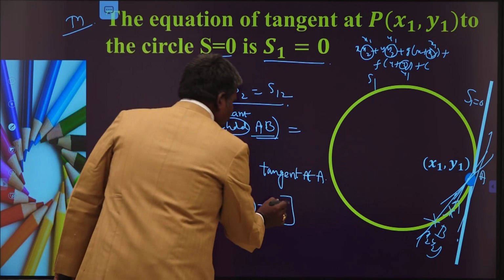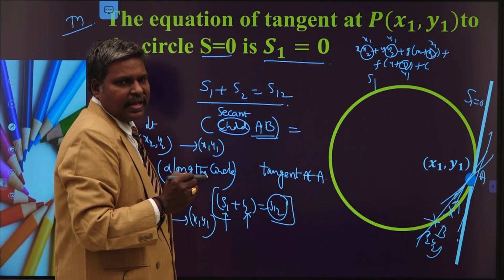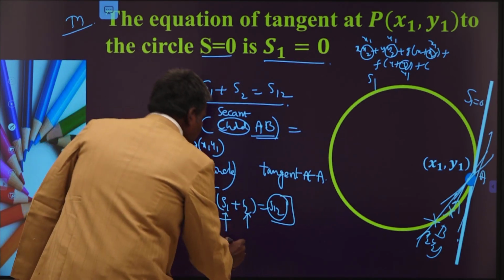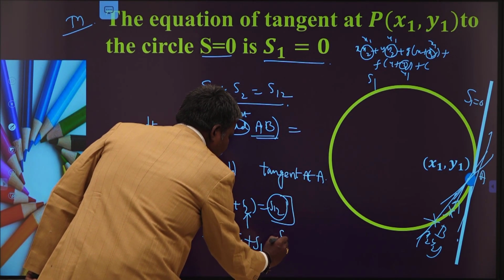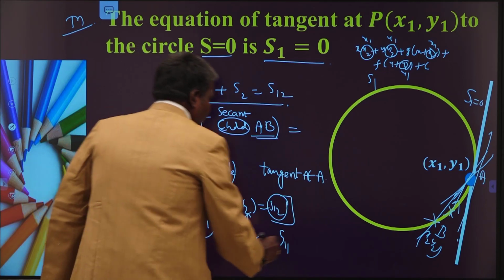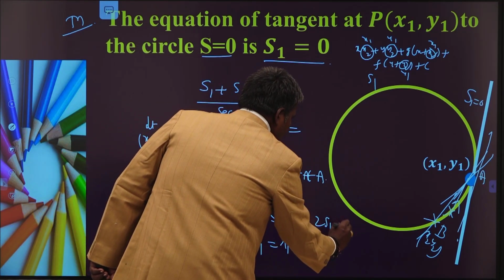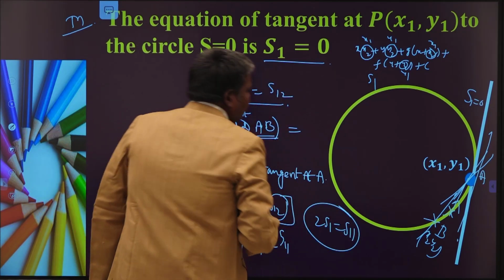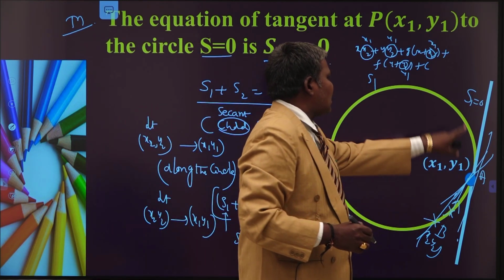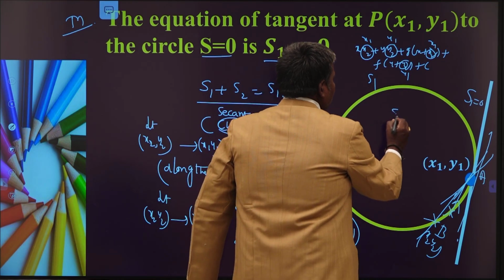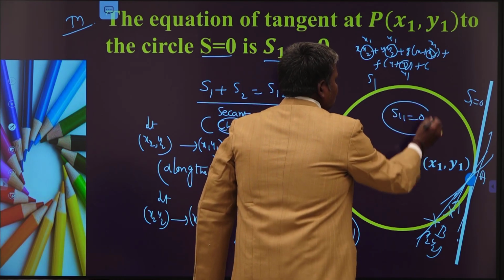What about S12? Similarly, S12 becomes S11. So the equation becomes S1 plus S1 is equal to what? S11. We mean 2S1 is equal to S11. Dear students, your (x1, y1) is the point which lies on your circle. Immediately we obtain the condition as S11 is equal to 0.